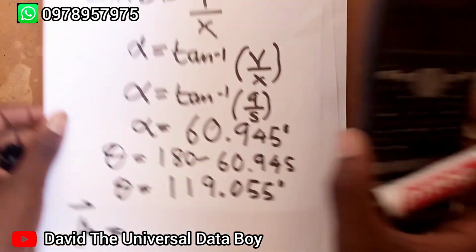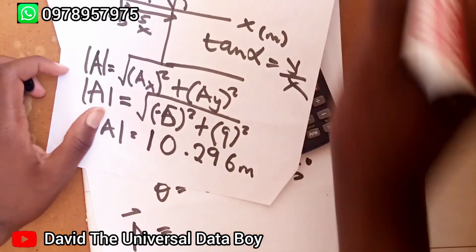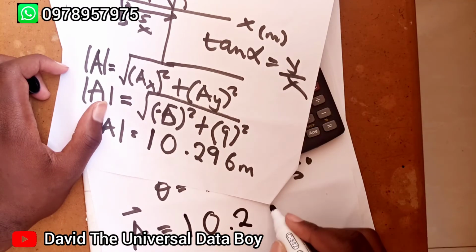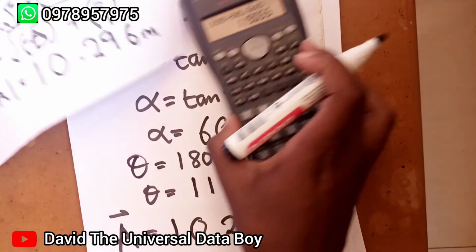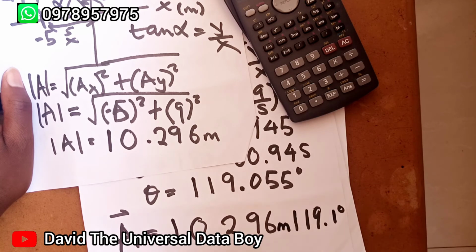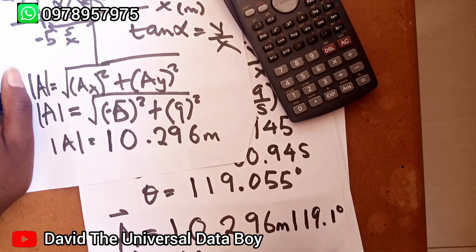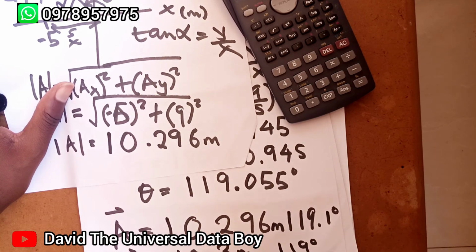So now we have our vector A, whose magnitude was 10.296 meters, and then our direction will be 119.1 degrees. This can also be rounded off. If you've been told three significant figures, you're going to have it like that, and the direction will just be 119 degrees. So that's all for the question.